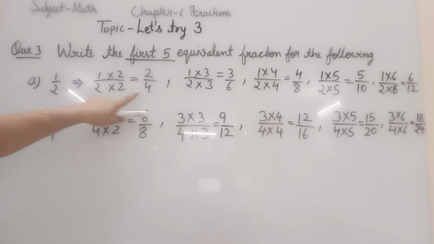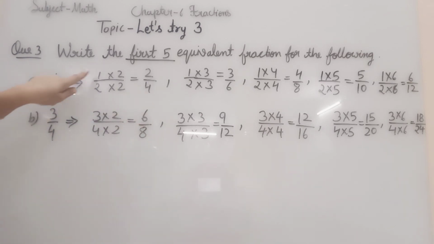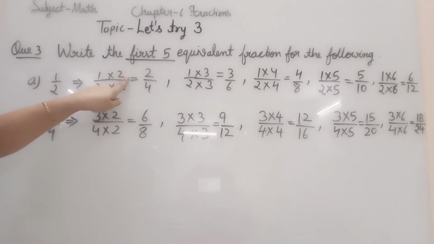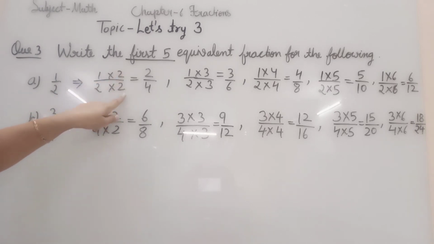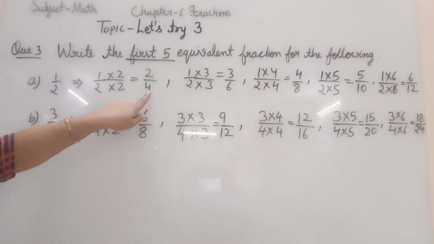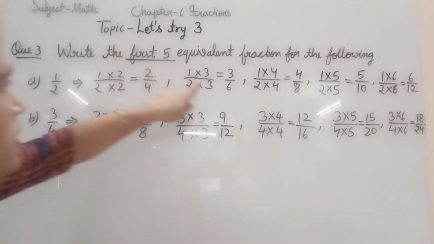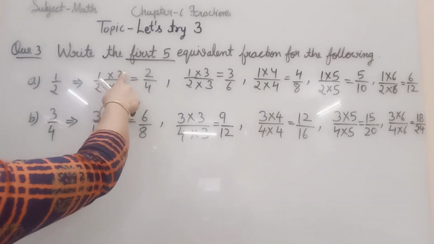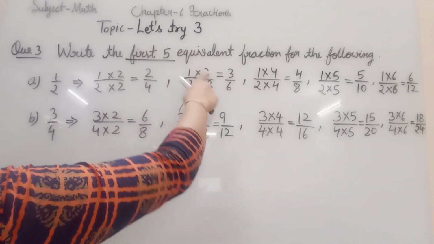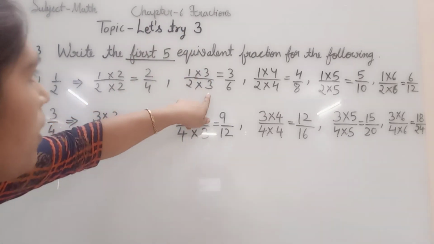This is the first equivalent fraction of this. So 1 by 2, I am multiplying with the same number 2, up and down. So 2 1s are 2 and 2 2s are 4. This is the first equivalent fraction of this. Now let's see the next equivalent fraction after 2. 3. We will multiply with 3.